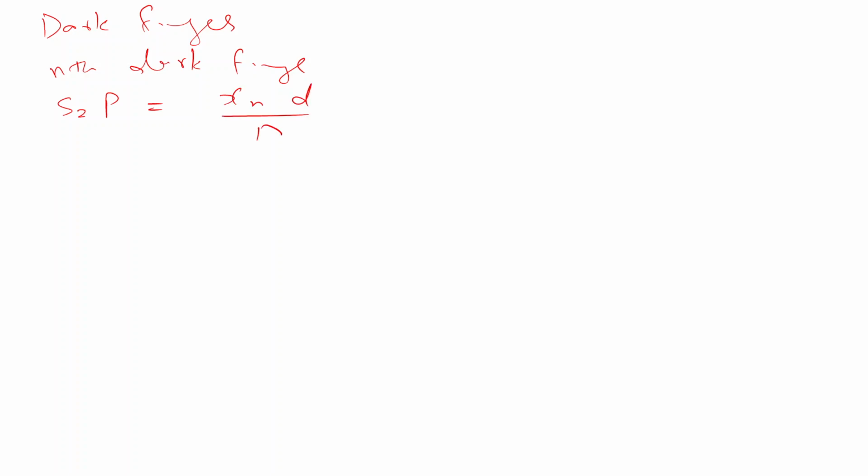Similarly, if we are talking about dark fringes, then again for the nth dark fringe, the path difference xn times d divided by capital D will be an odd multiple of lambda by 2.